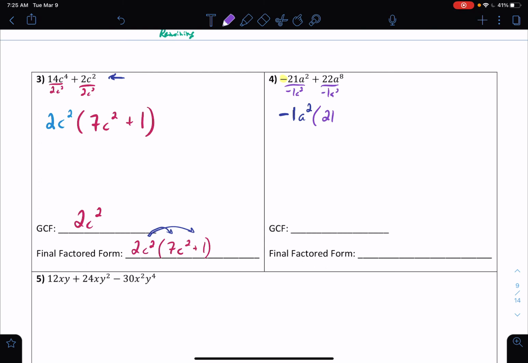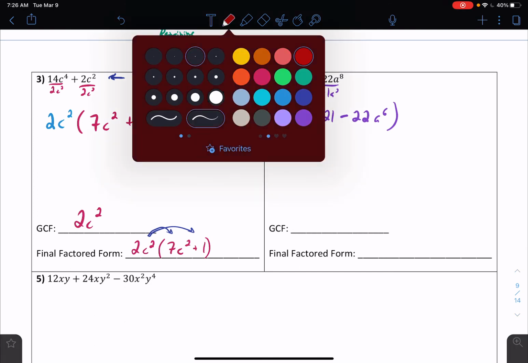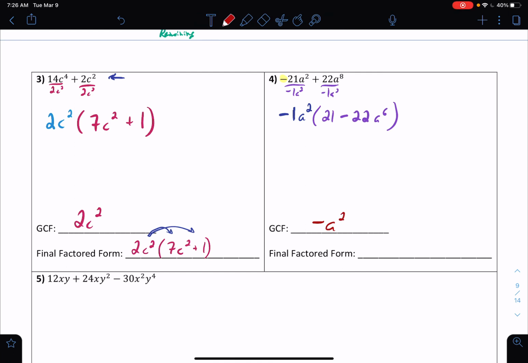So we divide negative 21a squared divided by negative 1a squared. That's going to be 21. And then 22a to the 8th divided by negative 1a squared. 22 divided by negative 1 is minus 22. A to the 8th divided by a squared is going to be a to the 6th, because when I factor out a squared from a to the 8th, there are a to the 6th left over. All right, so my greatest common factor was negative a squared. We can put the 1, we don't have to. So our final factored form is negative a squared and then 21 minus 22a to the 6th.